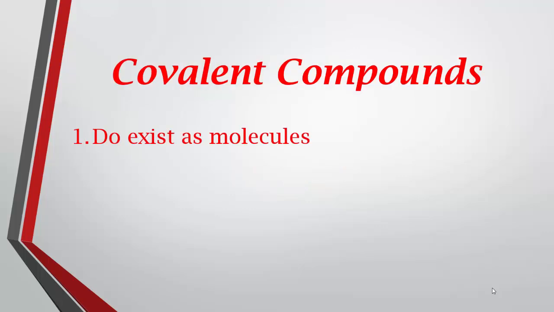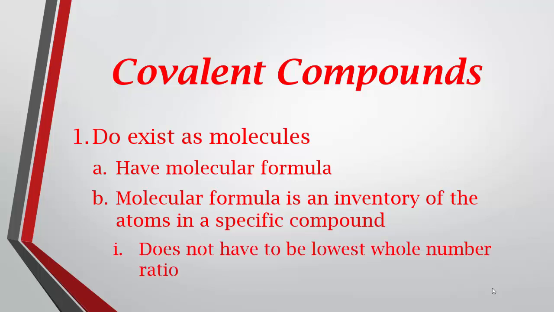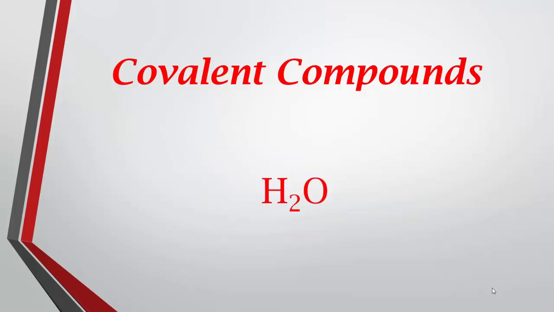Now, covalent compounds do exist as molecules. They can be freestanding molecules, which means they have a molecular formula. And it's important to remember that a molecular formula is just an inventory of the atoms for a specific compound. And it does not have to be the lowest whole number ratio, unlike ionic formula units. So for example, water, H2O, tells us that we have 2 hydrogens and 1 oxygen. No subscript means the subscript is 1. And the subscript always applies to the element directly to the left of the subscript.